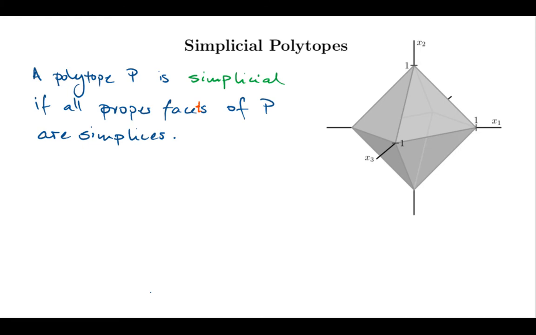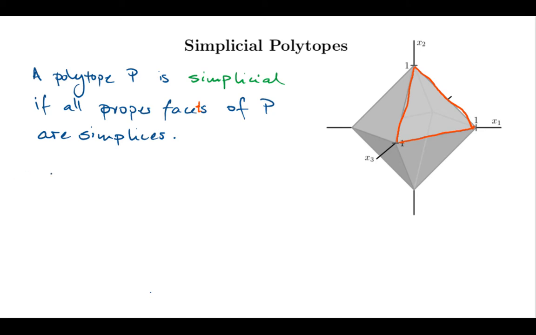In this picture, you can see the cross polytope in 3 dimensions. It's the classic example of a simplicial polytope. So you see one of the facets here is a triangle, and there's 8 more. And so you can see all the facets, and therefore all the faces here are simplices. Let me make 2 remarks.